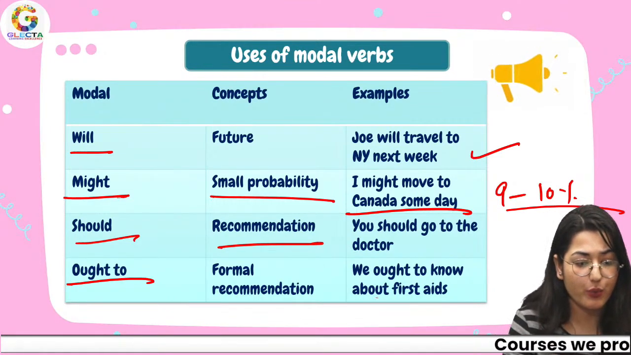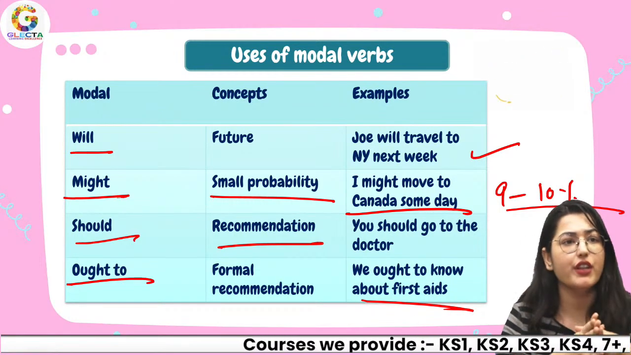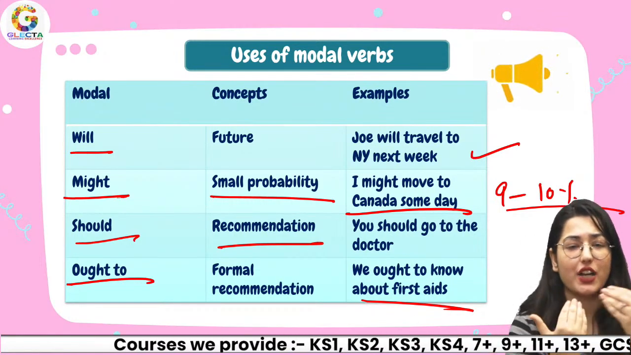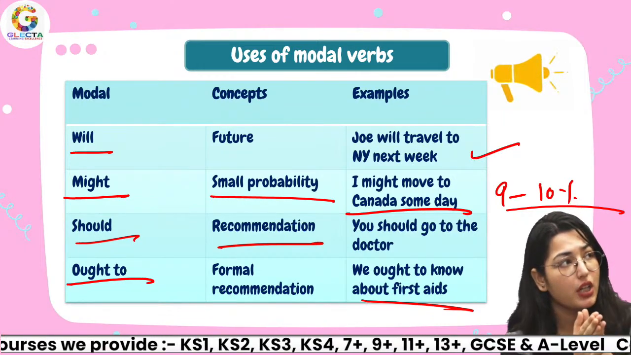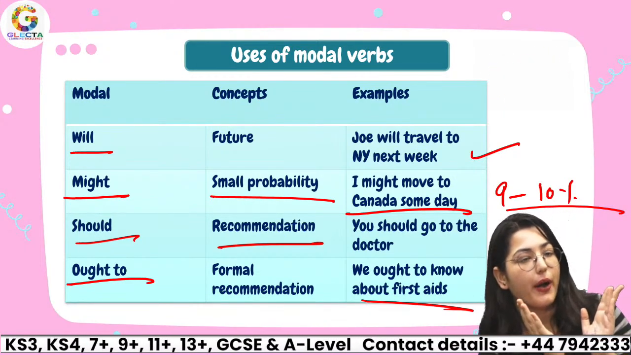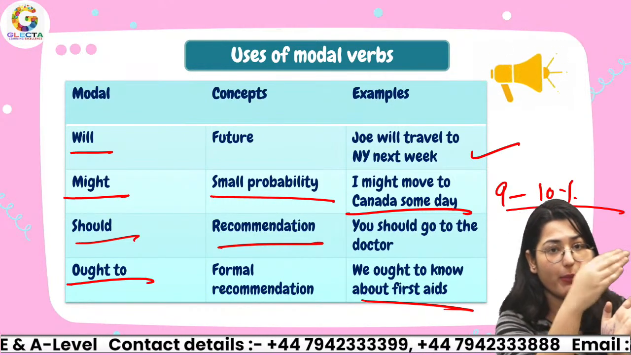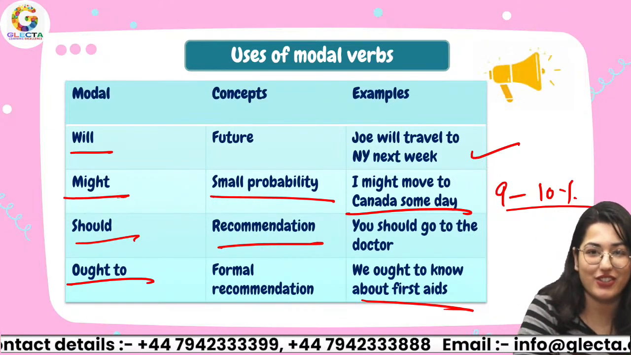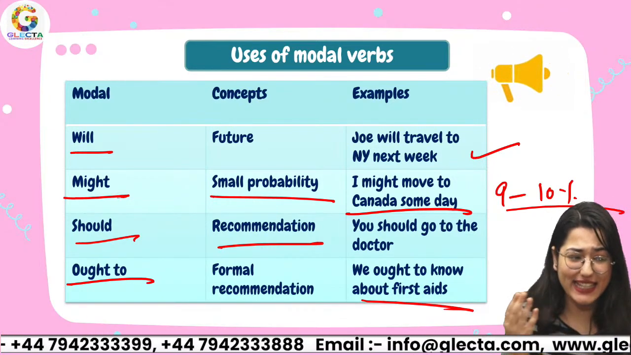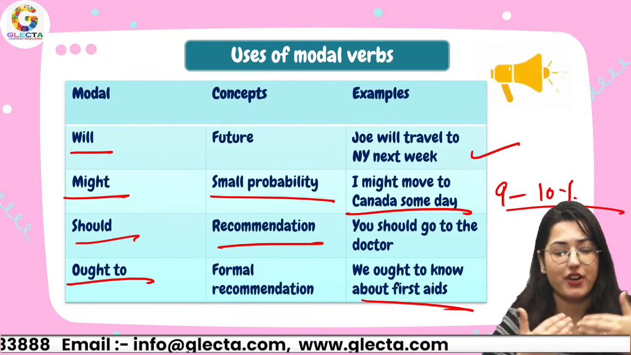Formal recommendation: we ought to know about the first aid. Like when you're talking to someone formally, in a formal interaction, when you talk to people at the official level, like your teachers, doctors, or your headmistress. So when you talk to these people, or to the prime minister, these are the verbs for formal interactions.